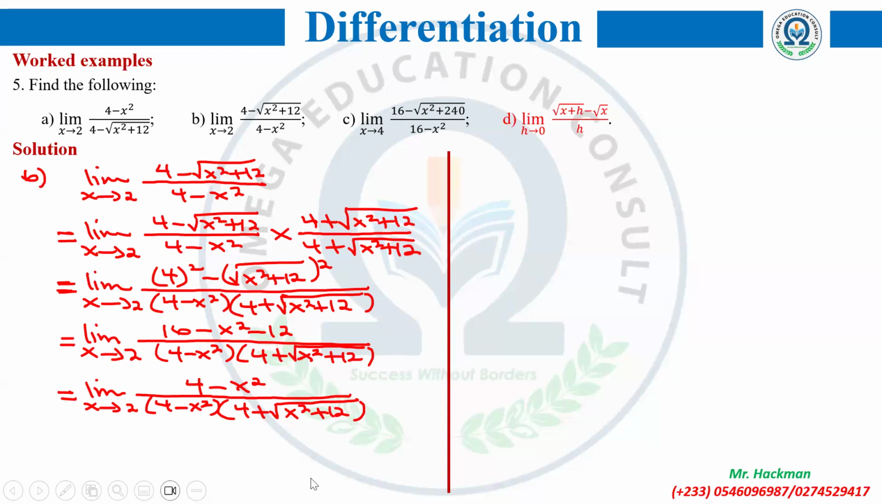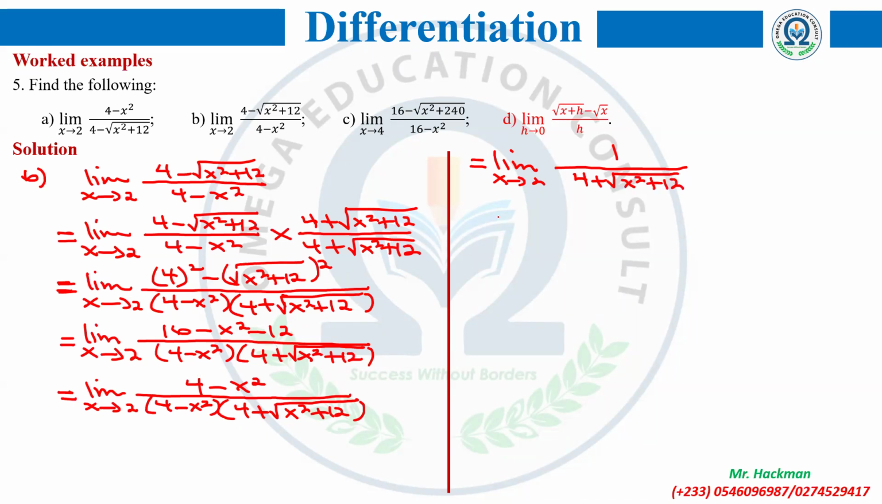Obviously we'll cancel this, but I'm not going to cancel, show my cancellation. After we have cancelled, we'll be left with the limit as x approaches 2 of your numerator, which will be 1. Do you agree? And the denominator will be what? 4 plus root of s squared plus 12.